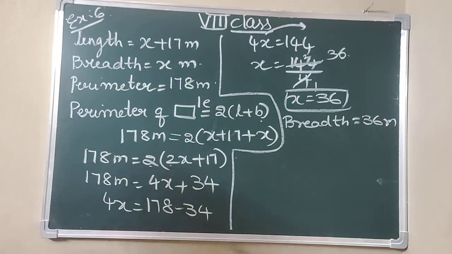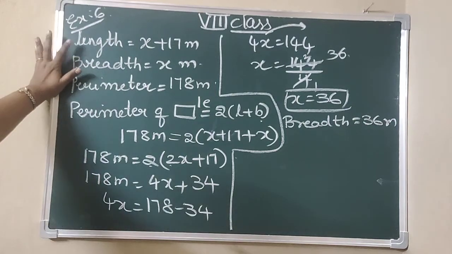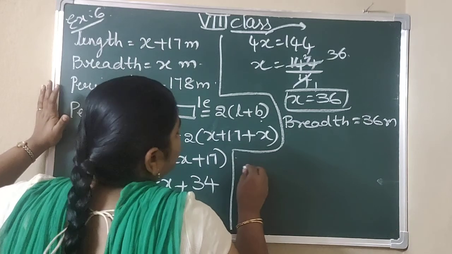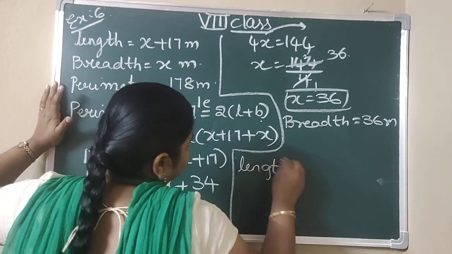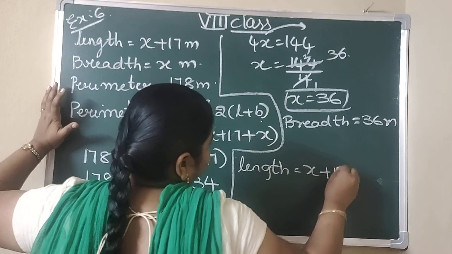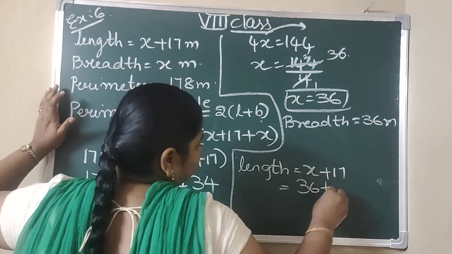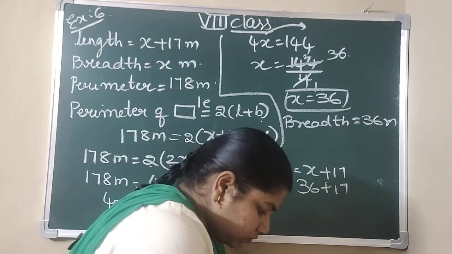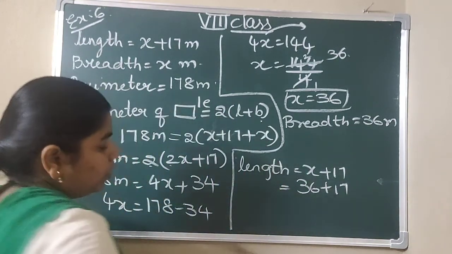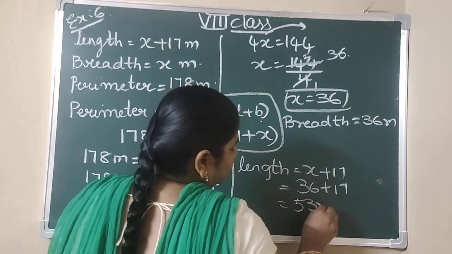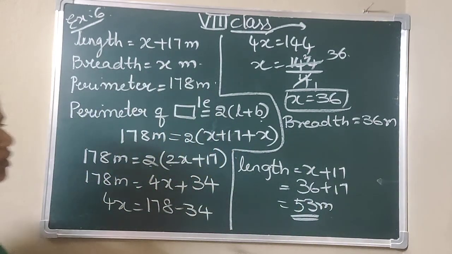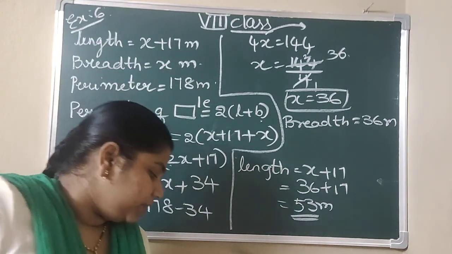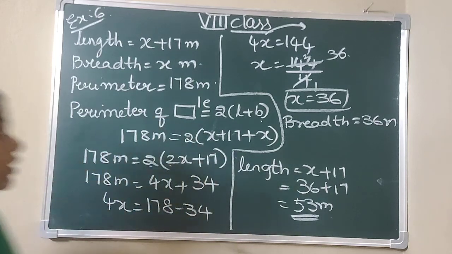And now we have to find the length value. What is length here? x plus 17. In place of x you substitute 36 now. So length is equal to x plus 17, which equals 36 plus 17. What is 36 plus 17? That will be equal to 53 meters. So we got the breadth value as 36 meters and the length value as 53 meters. So this is our sixth solution.